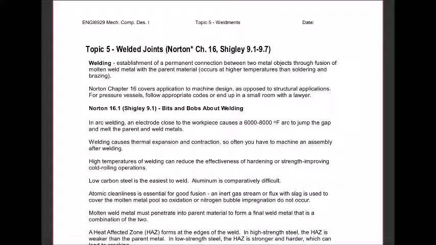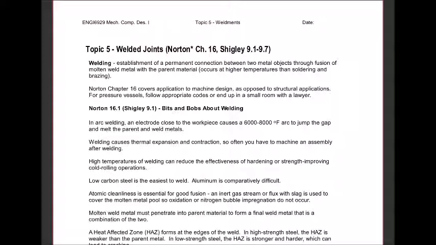Welding is a much more permanent connection than bolting or riveting. It's the connection of two metal objects through melting some weld metal and allowing it to fuse with a parent material at much higher temperatures than soldering or brazing. We're going to talk about using a lot of material from a textbook by Norton, Chapter 16, with reference to the Shigley text. Application to machine design.